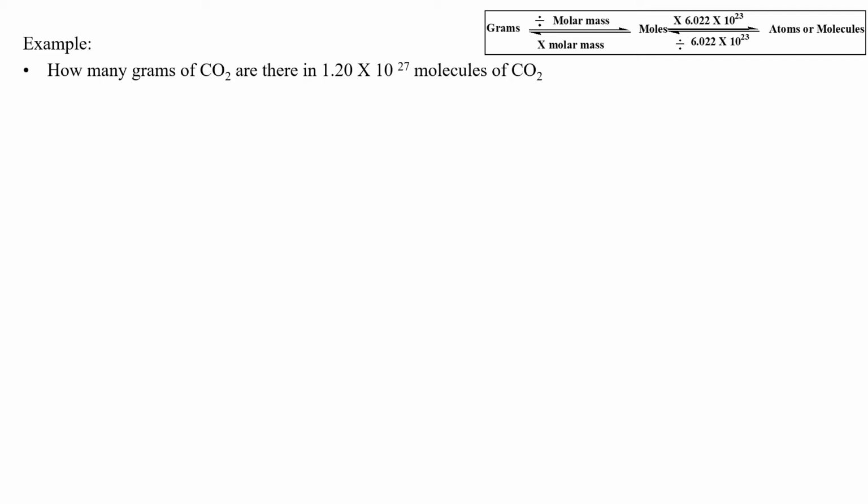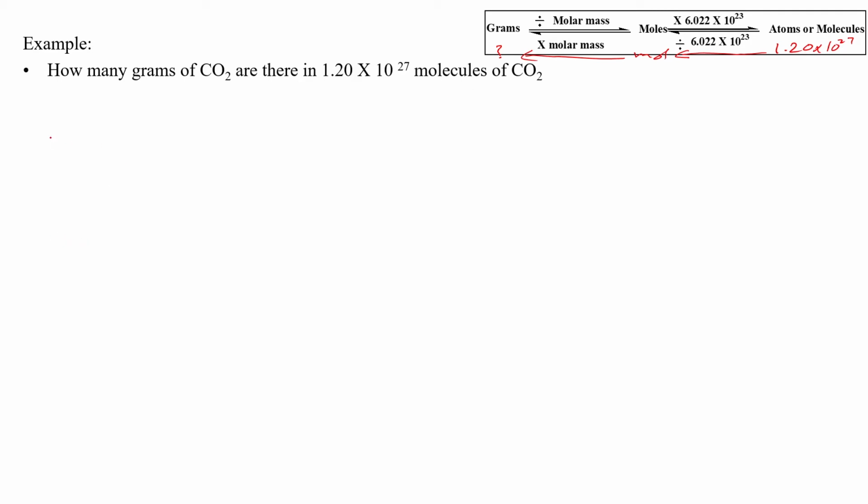So let's do this example again. Pause the video, do it on your own, and then come back and check your answer. How many grams of carbon dioxide are there in 1.20 times 10 to the 27 molecules of carbon dioxide? So here is the flow that we have. Molecules of carbon dioxide are given. So this is the part which is given, 1.20 times 10 to the 27, and you have to find grams. Means first you have to change these to moles and then from moles you are going to convert it to grams. So that is my flow.